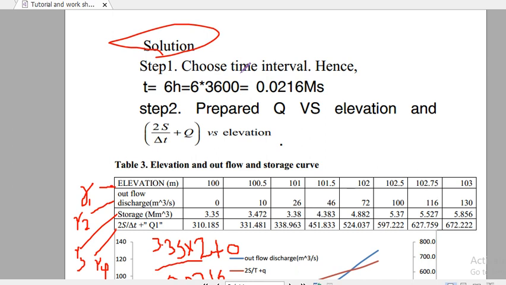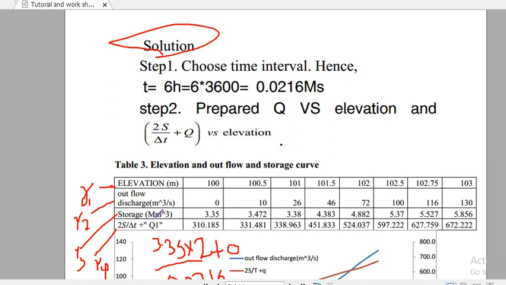And step 2, prepare Q versus elevation, and 2S over Δt plus Q versus elevation curve or table. So by using this developed curve and tables, we can estimate the discharge and elevation of the reservoir. So when you come to this table, the first column is elevation, already given, and the second one is the outflow, already given, and the third column is storage in megameter cube, also given.